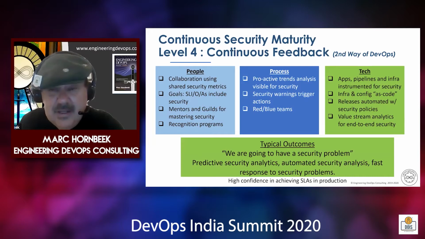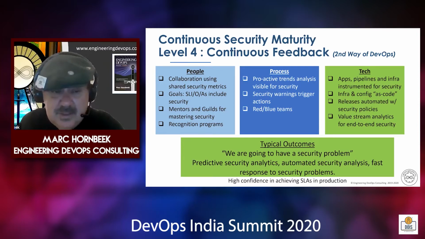At level 4, we're getting into a more advanced level. Again, in my consulting work, I don't see this as much. Most enterprises haven't got to this level yet. Some have. Certainly some of the unicorns generally have. Here are the people aspects. You've got collaboration using secured metrics. So a lot of collaboration, a lot of cultural aspects that are really thinking about security up front.